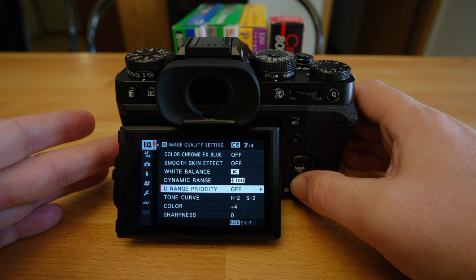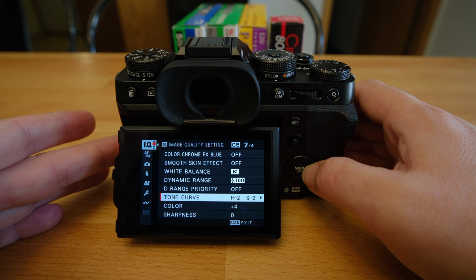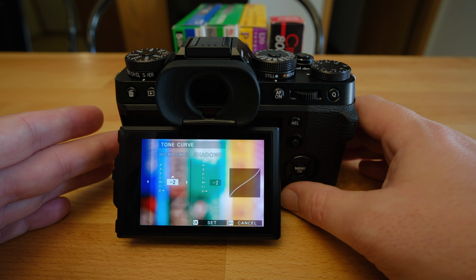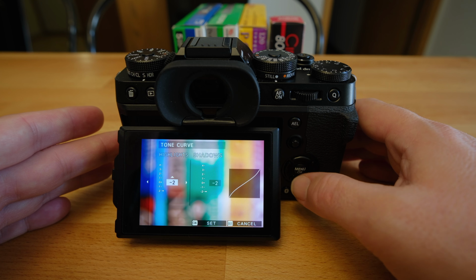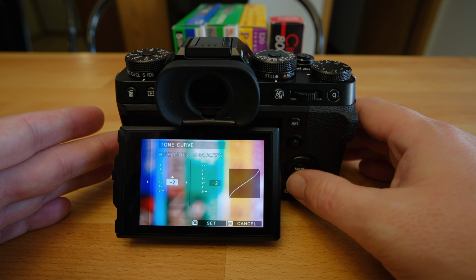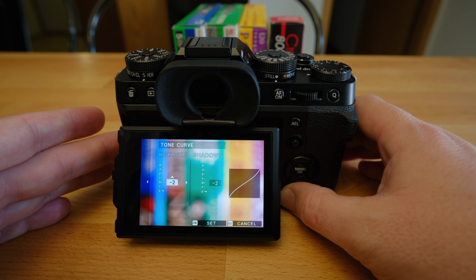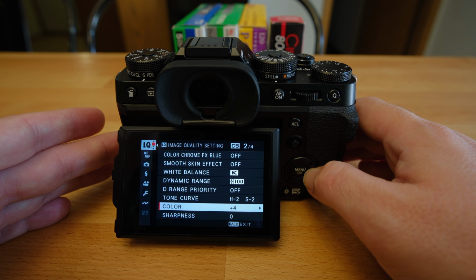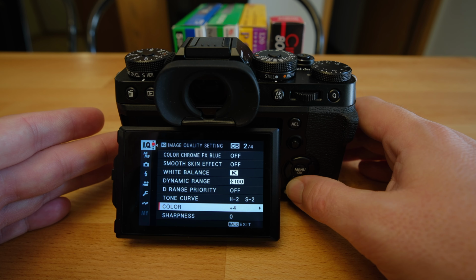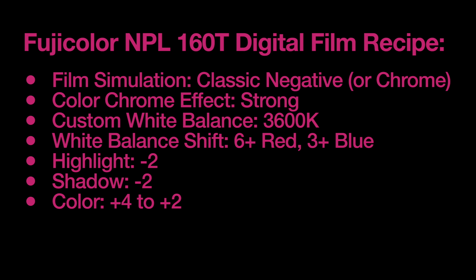A couple other settings I change is the tone curve. I do this at -2 highlights and -2 shadows. Again, you can tweak this sometimes. I've actually brought the highlights sometimes down to -1, so this can be tweaked a little bit. But I almost always keep the shadows at -1 or -2. Color, I usually keep somewhere between the range of +4 and +2. And there's really no other settings I typically do on this one. So here's the full Fujicolor NPL 160T digital film recipe.